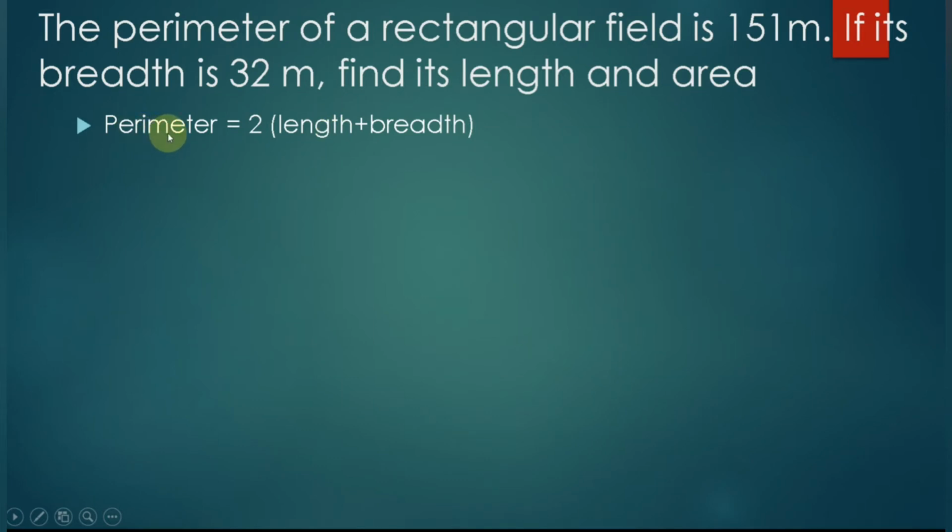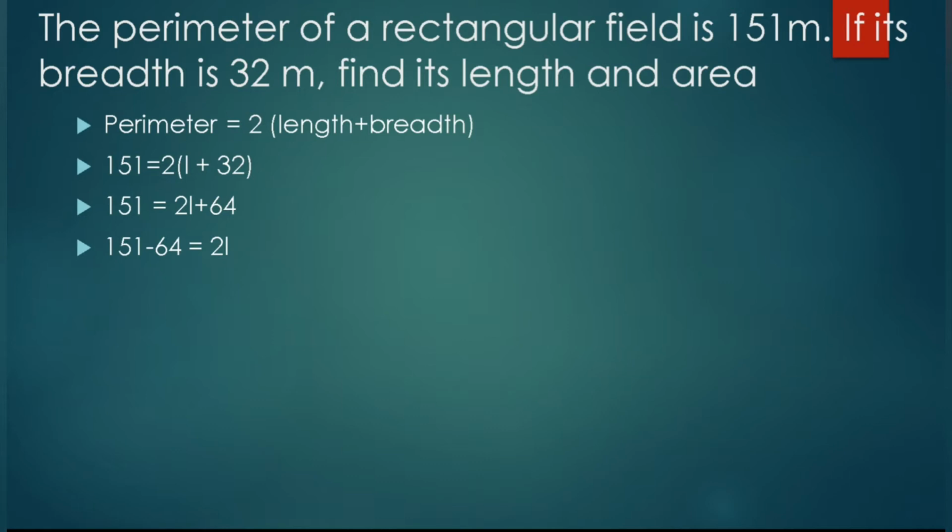Now in place of perimeter I will write 151 and in place of breadth I will write 32. In place of length I am using only L here. Now 2 is multiplied in the bracket, so I will get 151 equals 2L plus 64. Now this 64 is added on this side, so on the other side it will be subtracted. So 151 minus 64 equals 2L, or 151 minus 64 is 87, so 2L is equal to 87, or L can be written as 87 upon 2, that is 43.5 meters.